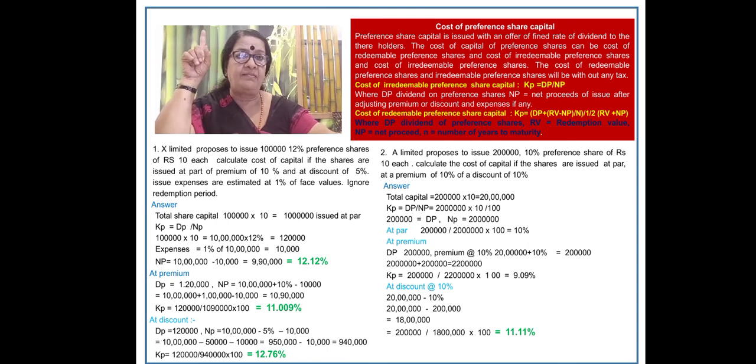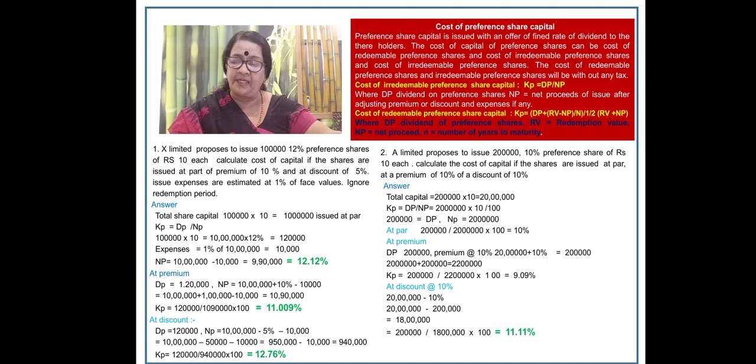Divided by 8, where 8 means number of years, N. Whole divided by half into RV plus NP. RV is 5 lakh plus NP is 4 lakh 80,000. Into 100, it is coming 11.73%. So the first part is over.